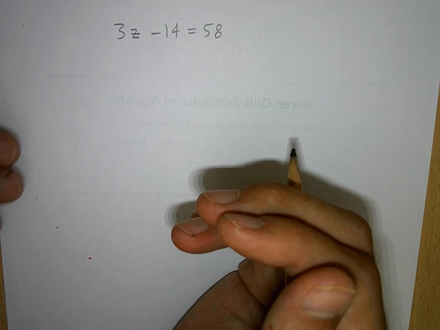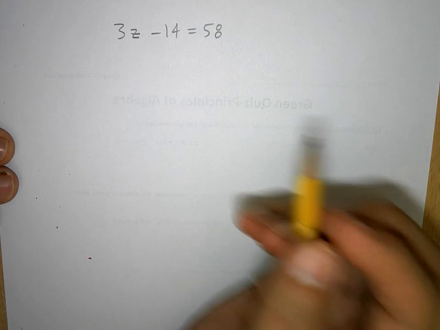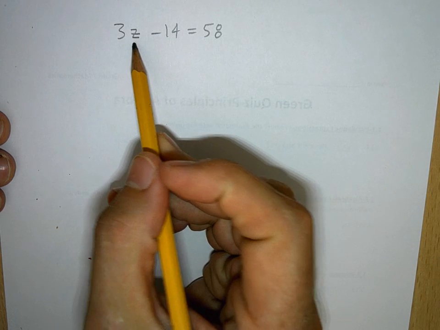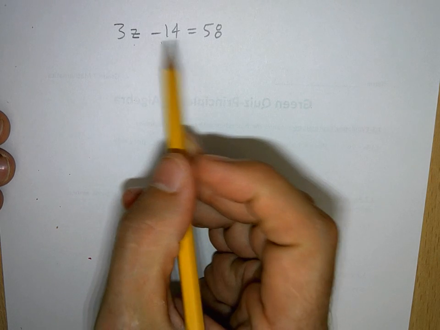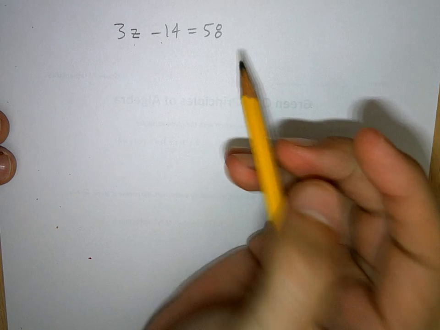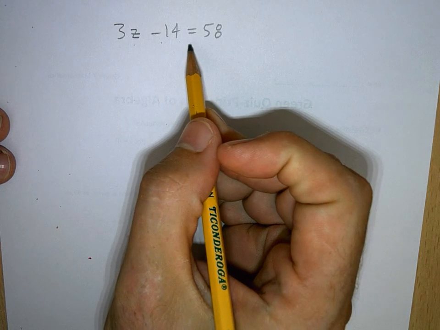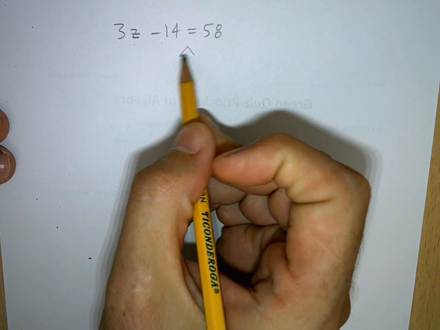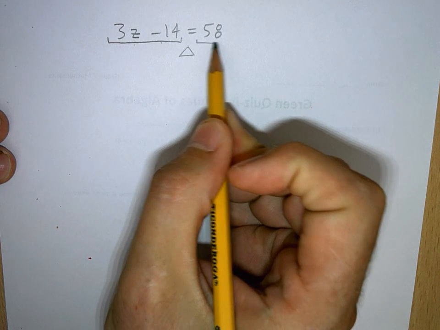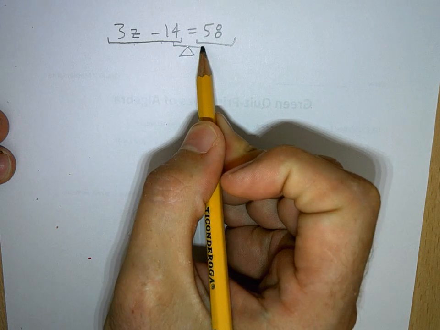So what I'm going to do with you today is demonstrate how to solve a two-step equation with one variable here, and we have this term here, negative 14 and 58. The easiest way to think about this is to think of an algebra problem kind of like a two-pan balance scale in science. This over here has to equal what is on this side here.